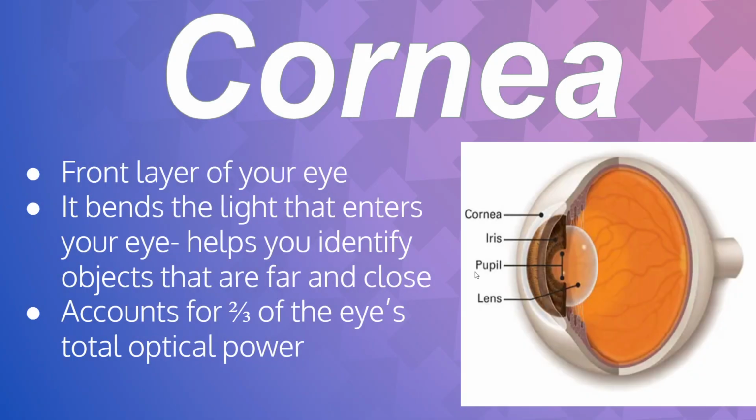So the first part of your eye that we'll be talking about is called the cornea, right? The cornea is the front layer of your eye, and it is known for bending light that enters your eye, and also helps you identify objects that may be too far or that may be too close. Your cornea also accounts for 2/3 of your eye's total optical power.